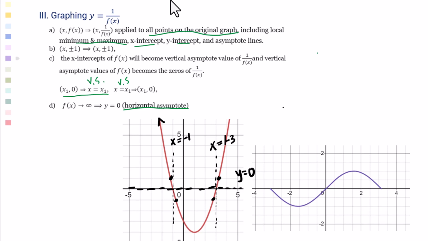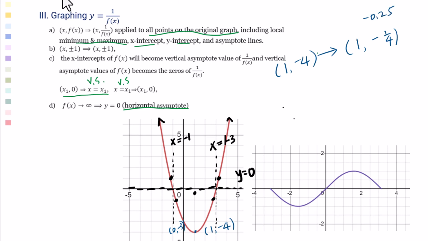Local minimum point (1, -4) will be changed into (1, -1/4). -1 over 4 is negative 0.25. It will be here. The y-intercept (0, -3) will be changed into (0, -1/3). This is negative 0.33. Then we can sketch the graph from left to the right.